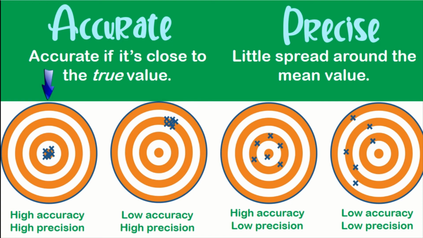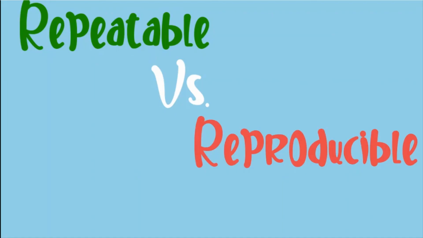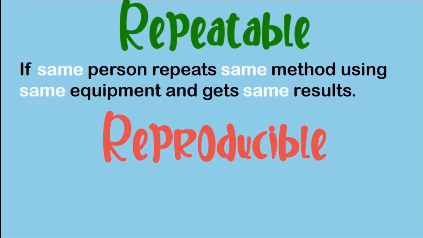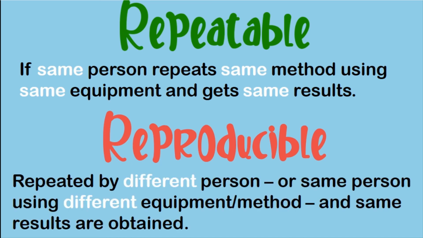And almost there, repeatable and reproducible. So something is repeatable if the same person repeats the same method, same equipment, and gets the same results. That's a repeatable experiment. A reproducible experiment is if it's repeated by a different person and you get the same results, or it's the same person but they use a slightly different method or equipment and they still get the same results.